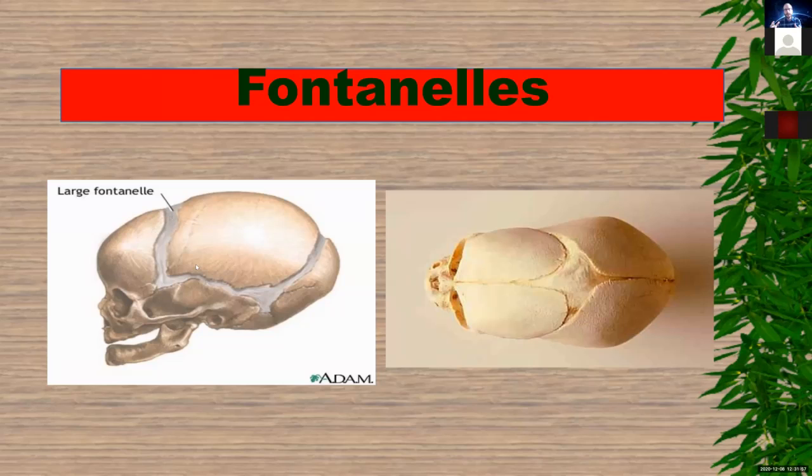And so if you've ever touched the head of an infant before, you have to be really careful because their heads are soft. And if you push on the top of their heads, you can actually push their skulls in, and you can do damage to their brain if you're not careful.